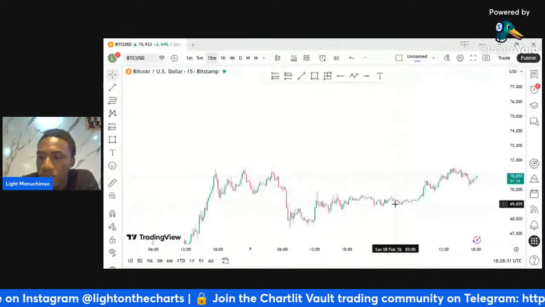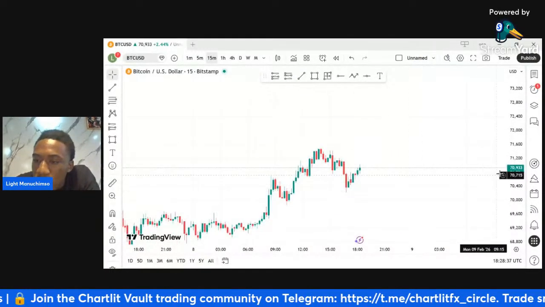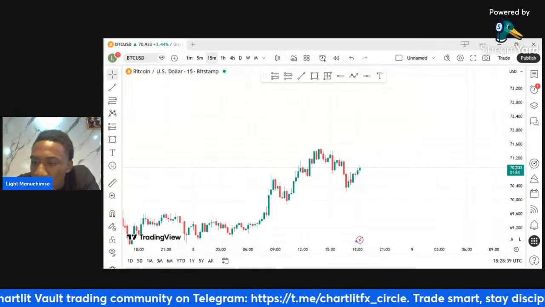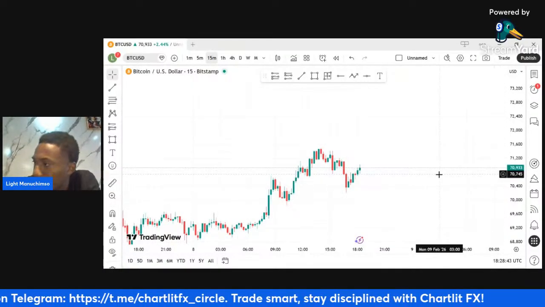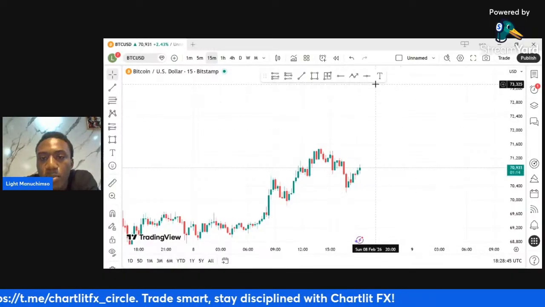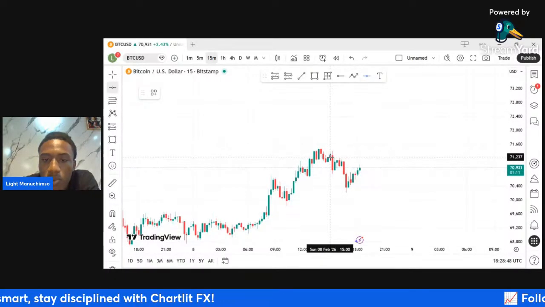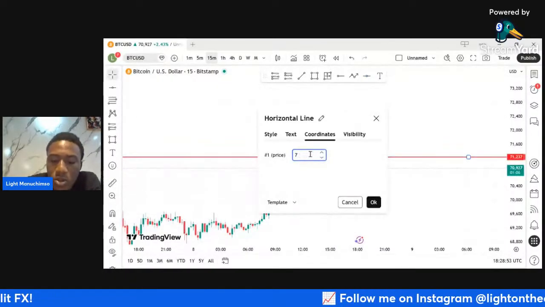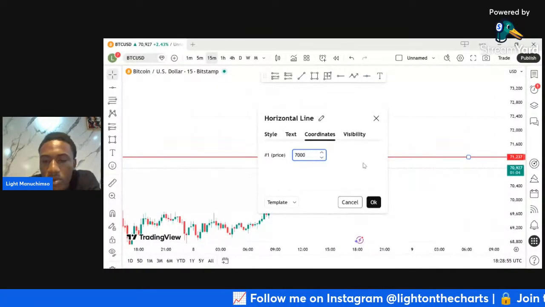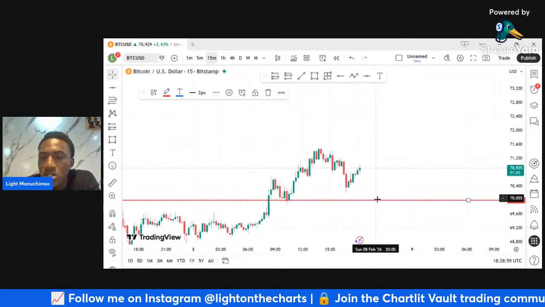Now you can see Bitcoin is open. What's the price currently? It's at 7,903. Now, how do I plot my psychological level? I pick the horizontal line on TradingView, go to settings, and edit it to 70,000. 70k, yes, and then you see it goes to 70k.